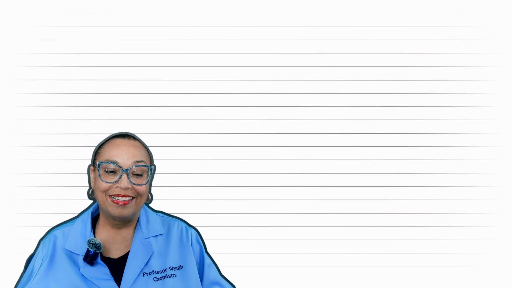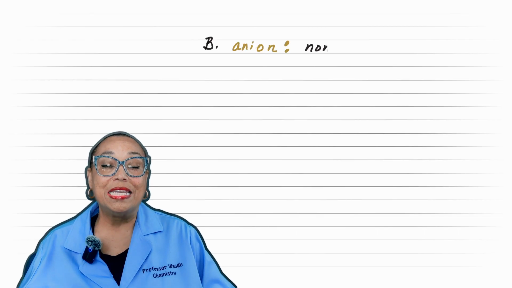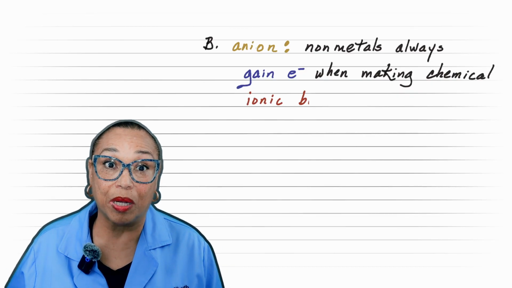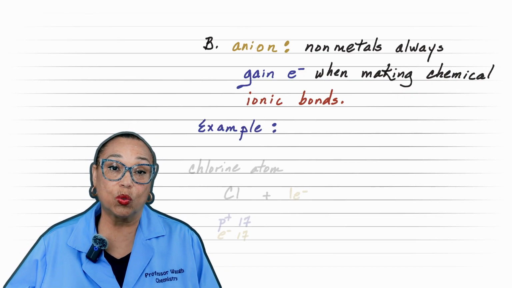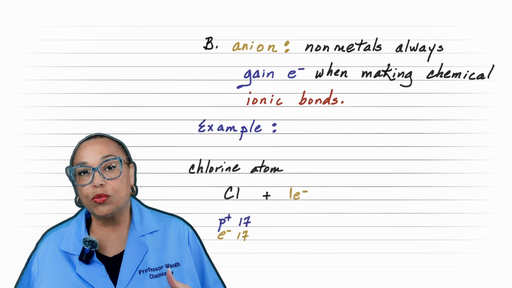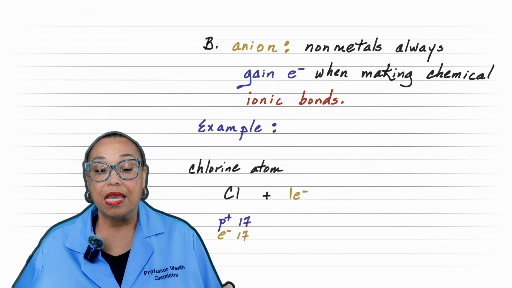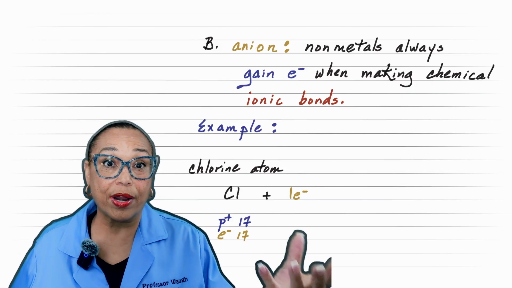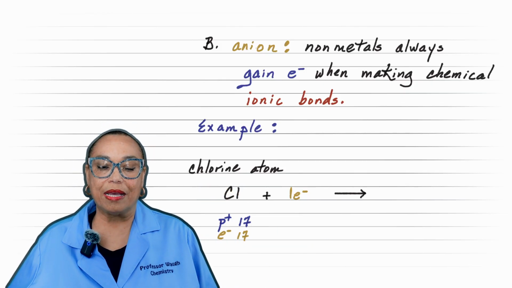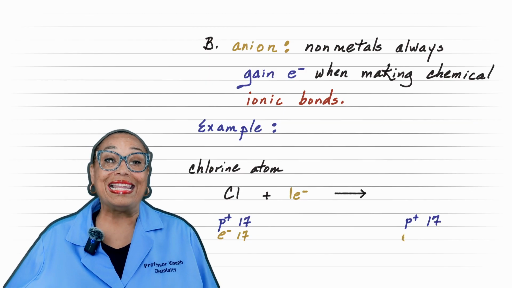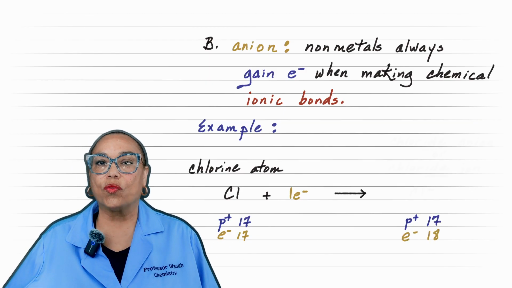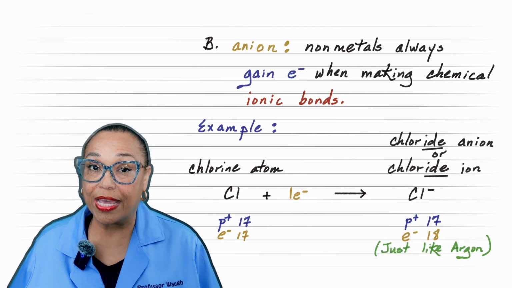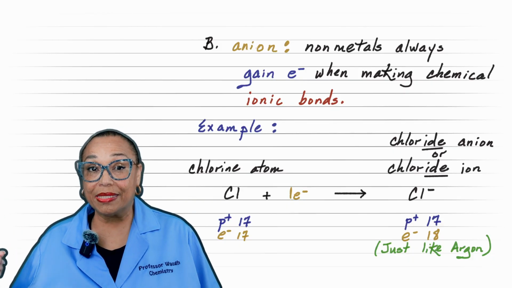Don't forget that. Okay, let's talk about the anion. Nonmetals always gain electrons when making chemical ionic bonds. An example of this is the chlorine atom. It has 17 protons and 17 electrons, but it wants to be like argon, so it will grab an electron out there in nature, and now it has 17 protons and 18 electrons, and that's called the chloride ion.